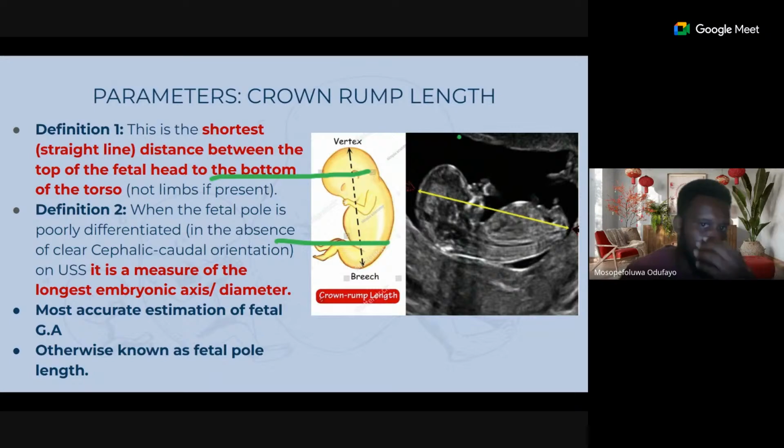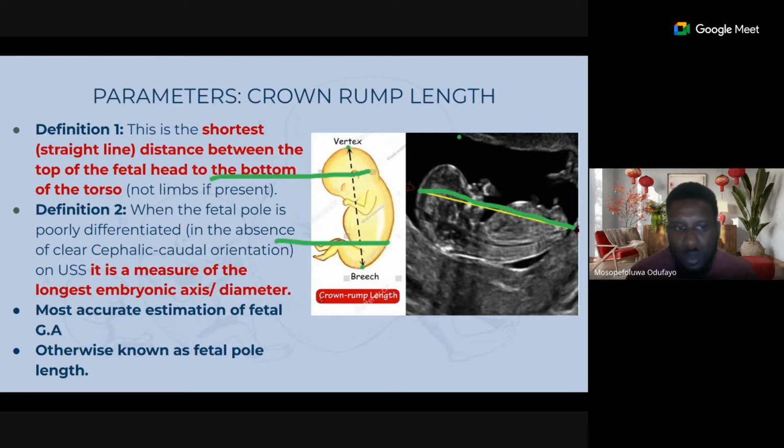So let's now talk on the CRL so you can know exactly what it is. It is the shortest distance, a straight line distance between the top of the fetal head. So you're taking it from the top to the bottom of the torso. You're not taking it to the leg. You are not taking it to the umbilical cord. You are not taking it to the yolk sac. You are taking it from the top of the head and you are measuring it down to the bottom of the torso. That's the bum area. Is that okay? And then look at this. We can see the baby's head and we can see the bottom of the torso.